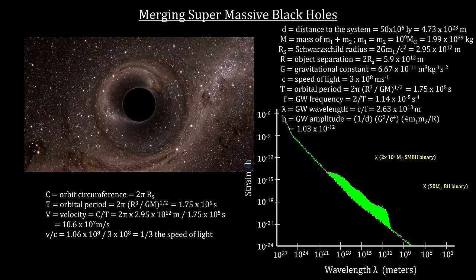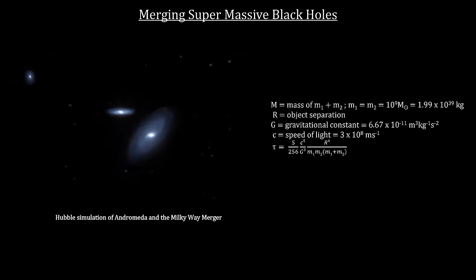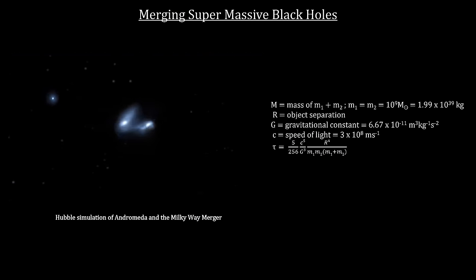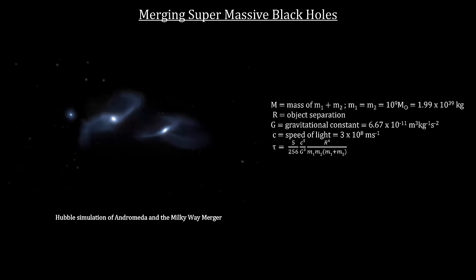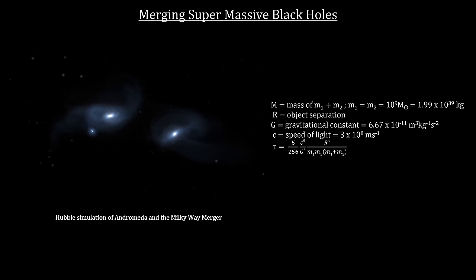But black holes this massive in circular orbits might never actually merge. Although merging galaxies with black holes at their centers will have their black holes sink to the center of the new merged galaxy, they may not get close enough to form a new single black hole.